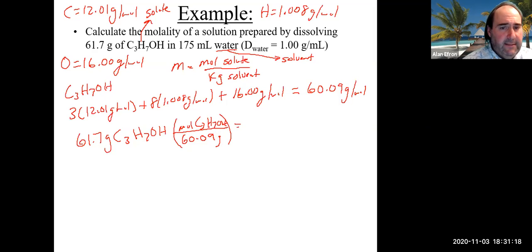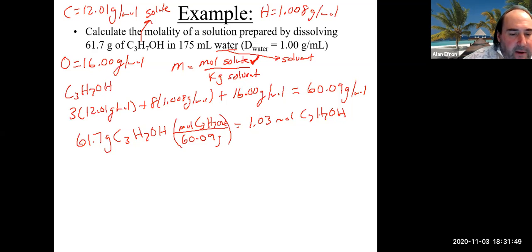And that will get us something. Let's see here, maybe. Calculator would turn on. There we go. All right, so that's going to get us 1.03 looks like. So that's 1.03 moles of C3H7OH. So we now have basically the top part. The bottom part we need to get to.